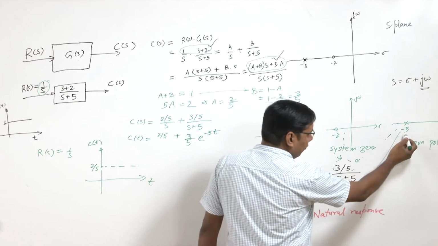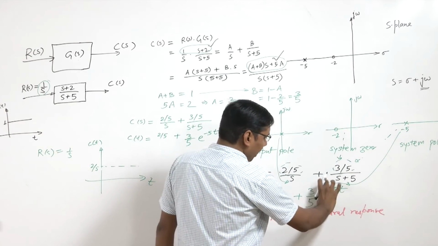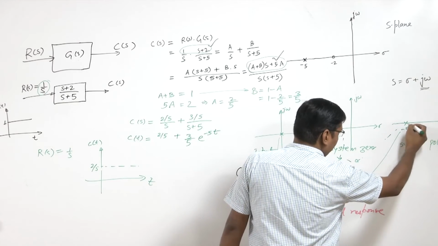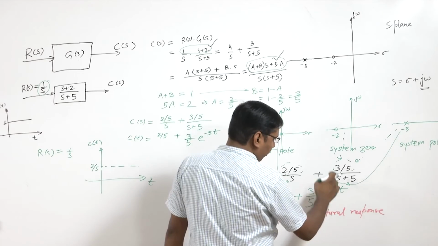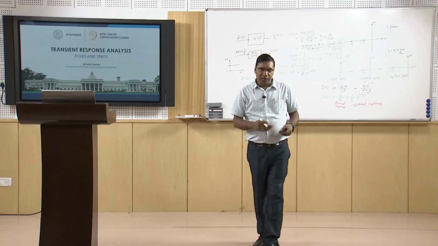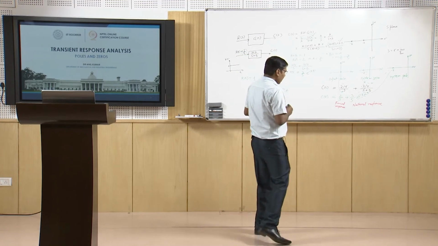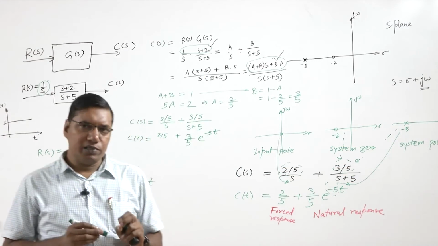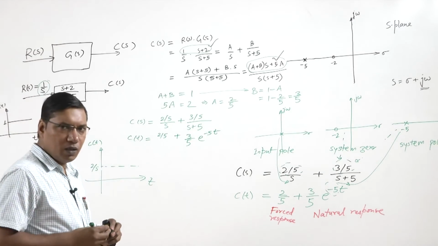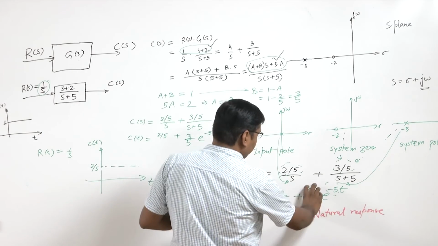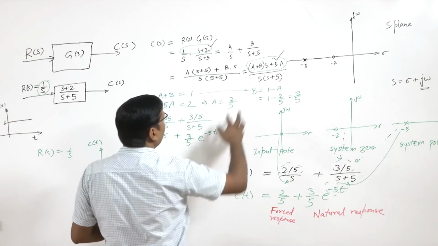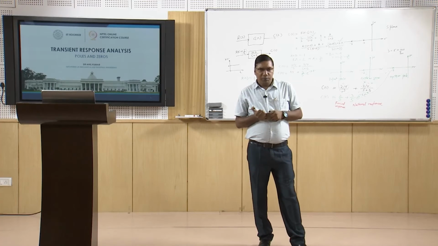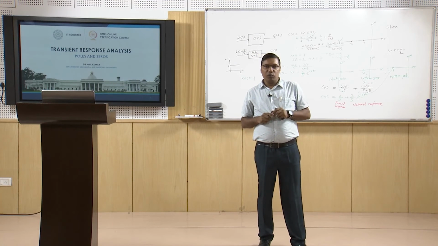If this system pole is not here, then this exponential part will not be there. If we move this pole, the form will still be exponential, but the speed of the exponential decay changes. So we conclude that the pole of the transfer function generates the form of the natural response. The amplitudes come from this calculation, which involves both the zero and pole. So the zero and pole generate the amplitude of both the forced and natural response.